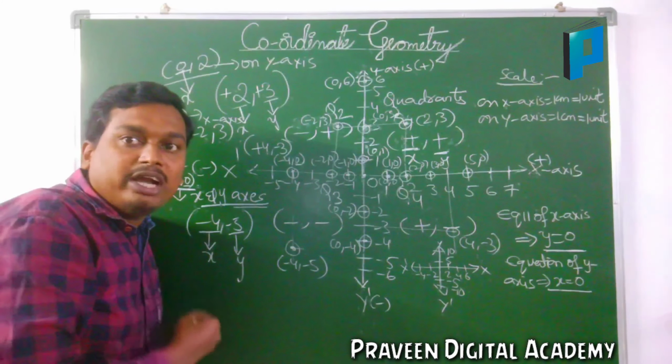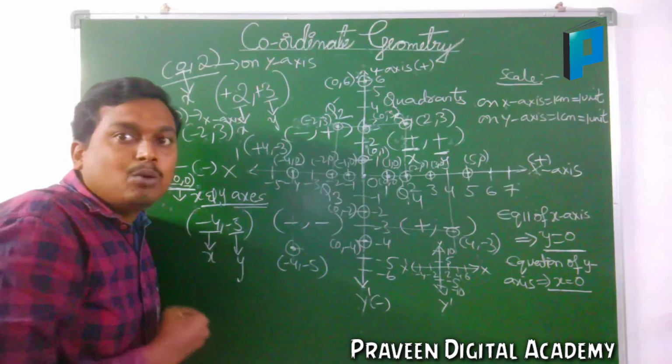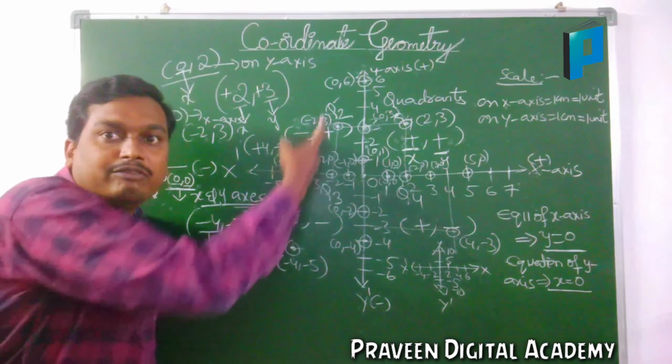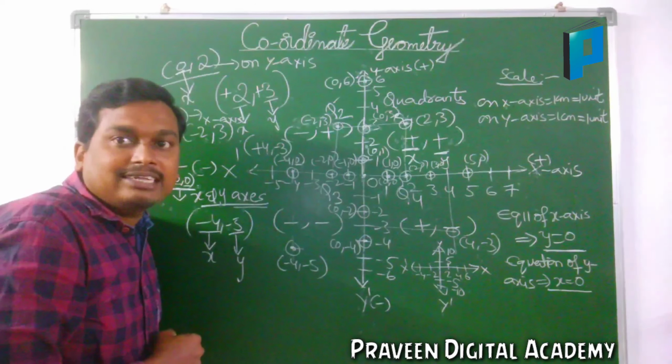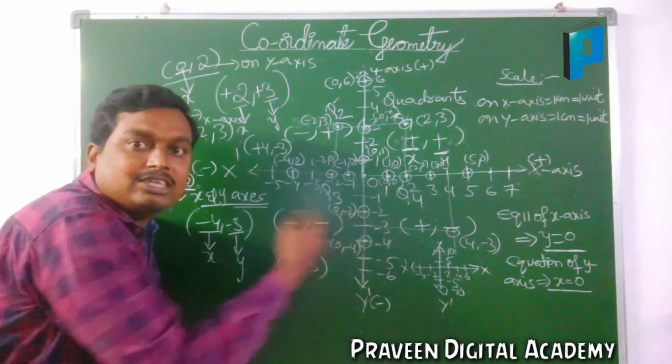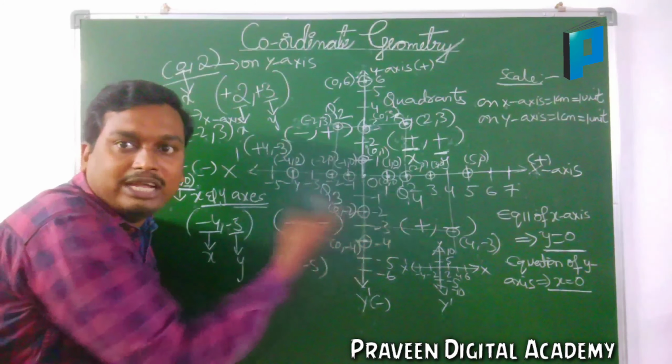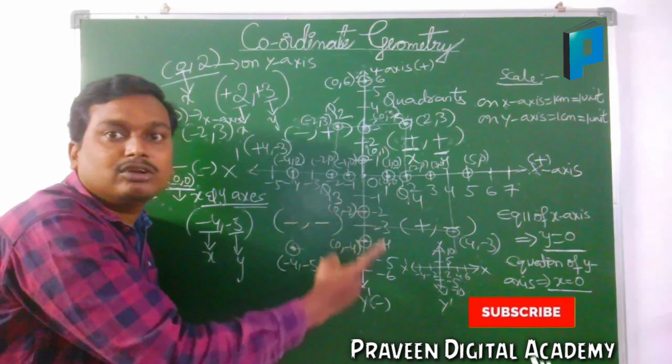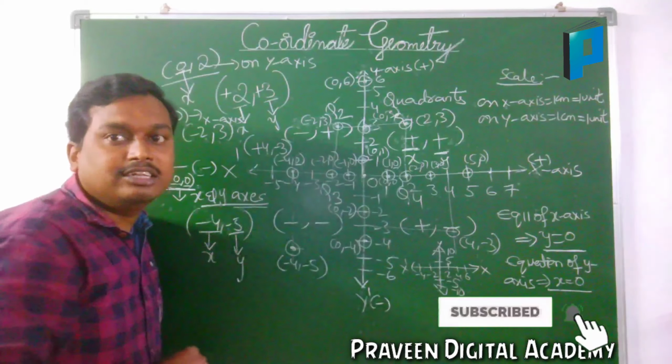And if the point is on the x axis, the y coordinate should be 0. If the point is on the y axis, the x coordinate should be 0. And the equation of the x axis is y is equal to 0. The equation of the y axis is x is equal to 0.